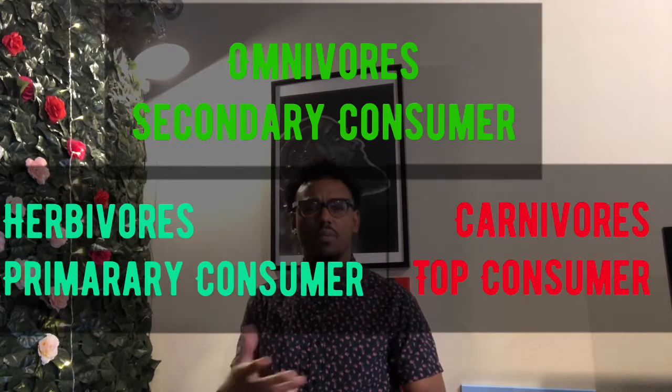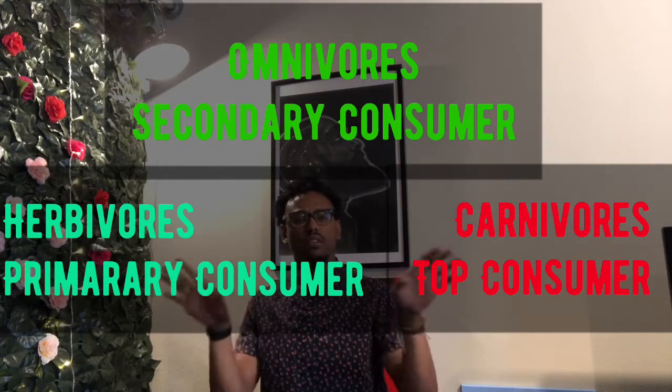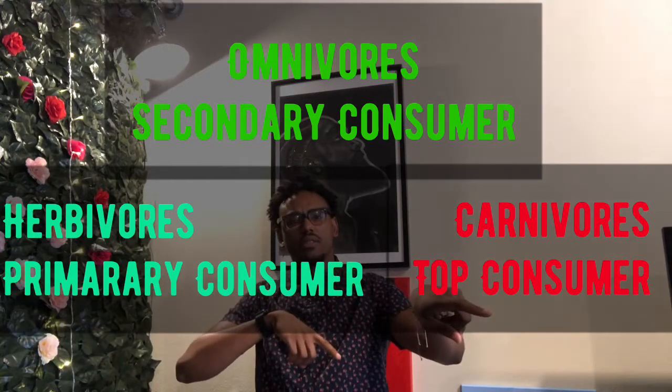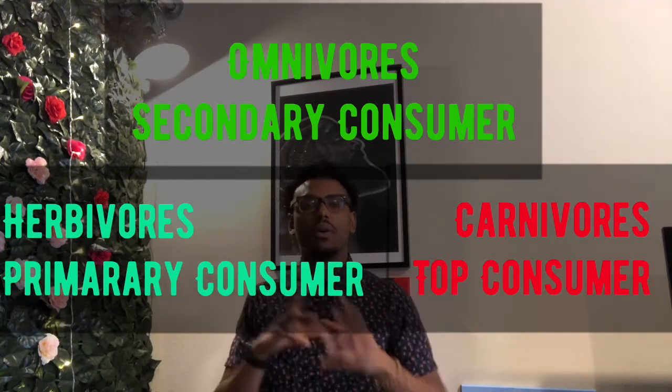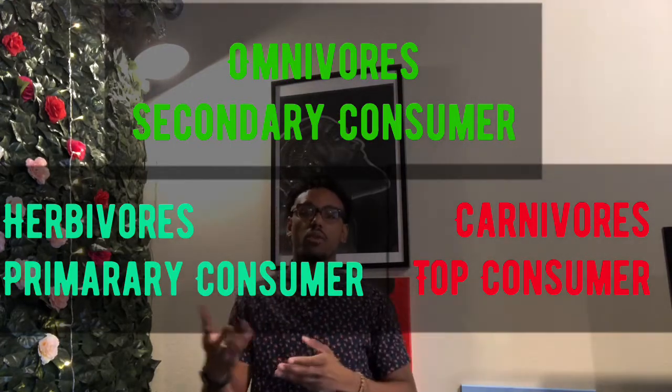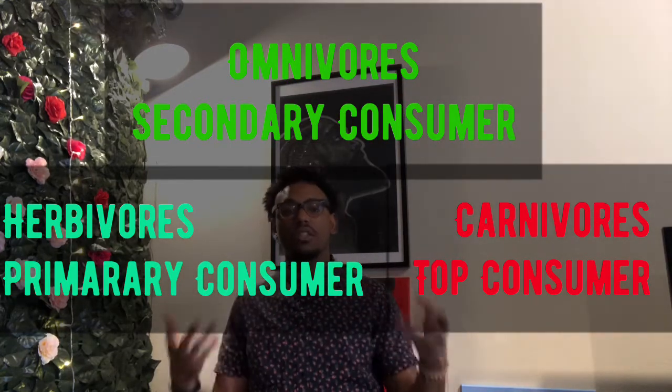Oftentimes, you might hear your mom or your dad, granny, auntie, uncle, whomever might say, hey, make sure you eat all your vegetables before you try and go get some ice cream, okay? It's because we eat both. Clean your plate before you try and go eat your desserts, all right? We eat both meat and plant material, okay?